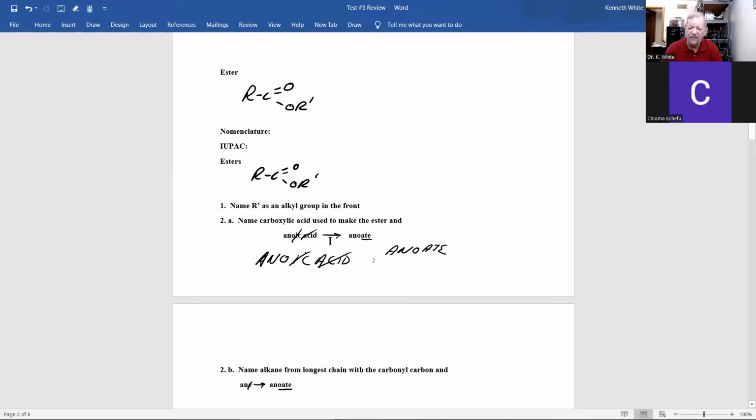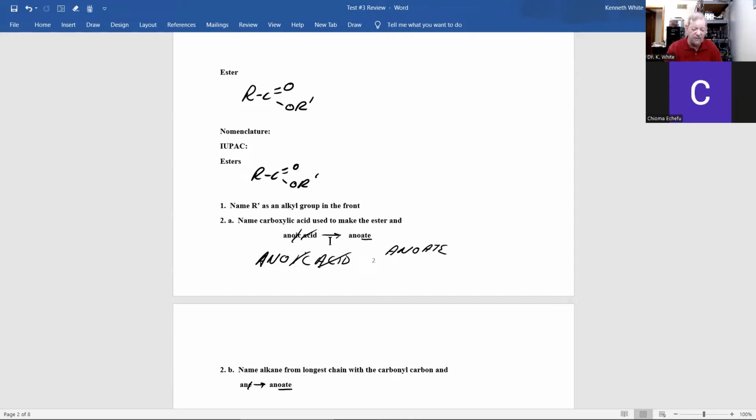Now, I should remind you, my promise to you for esters, even though the carbonyl carbon is one, and you name it, it can get very confusing. So I will never on a test or my final for this class put an alkyl group on the R of an ester. R prime is an alkyl group you should know how to name.